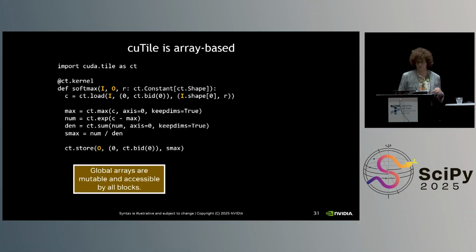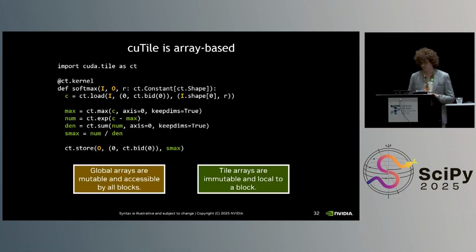You can only perform a limited set of operations on global arrays in tile code, most importantly, loading from them to create tile arrays or storing tile arrays to them. Tile arrays are immutable NumPy-like arrays that are local to a block. Operations on tiles always return a copy, not a view, and those operations are parallelized across the block.